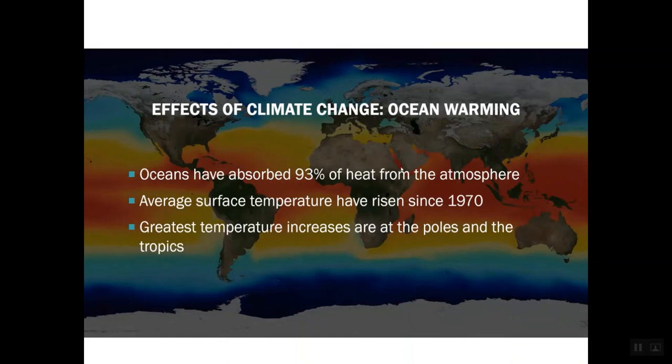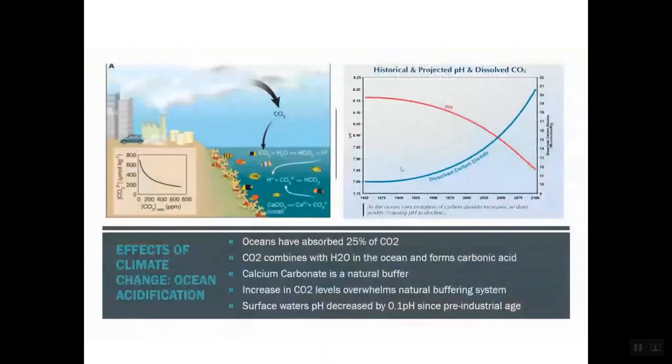This has caused the average surface temperature to rise 0.6 degrees Celsius or 1.1 degrees Fahrenheit since 1970. Now, the Intergovernmental Panel on Climate Change released a report in 2016 that studied ocean temperatures at every depth and saw an increase at every single depth, with the greatest increases occurring at the poles and the tropics. Now, the ocean isn't just dealing with warming, it's also dealing with changes in its pH and its acidification.